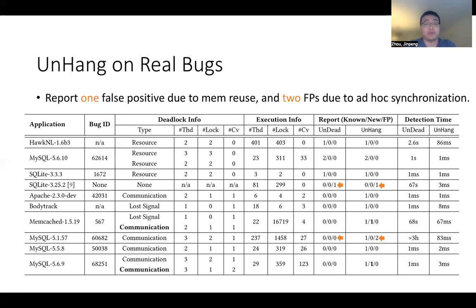The memory reuse refers to a synchronization object reusing the memory address of a previously freed object. The consequence is that these 2 synchronization objects may be treated as the same object, resulting in unnecessary dependencies. As to the ad hoc synchronization, it may introduce an implicit happen-before relation, which cannot be recognized by Unhand. However, memory reuse and ad hoc synchronization are the 2 common issues for most existing dynamic deadlock detectors.